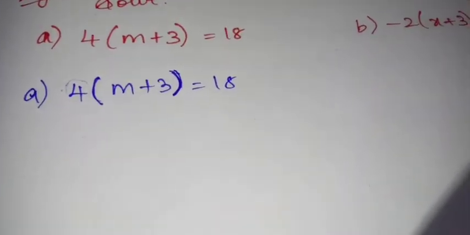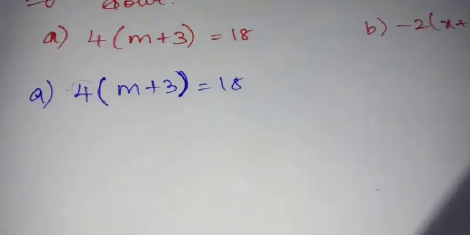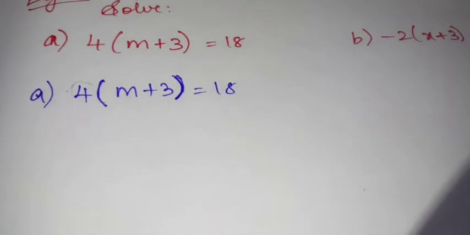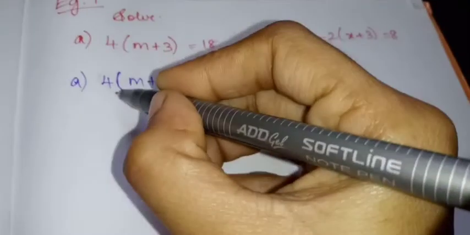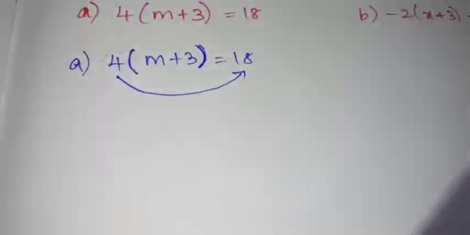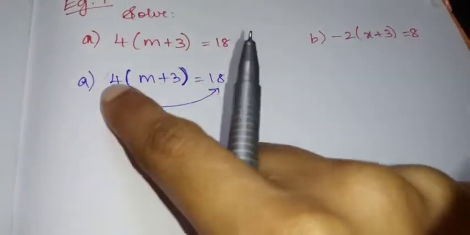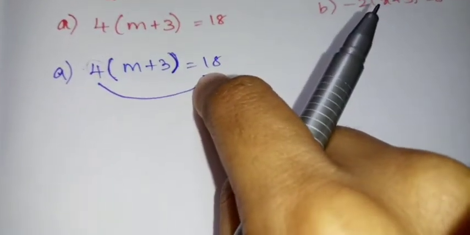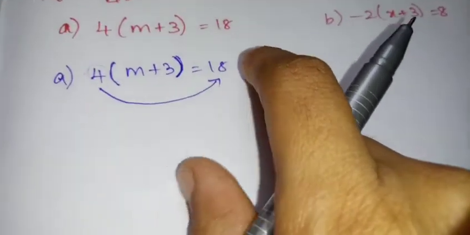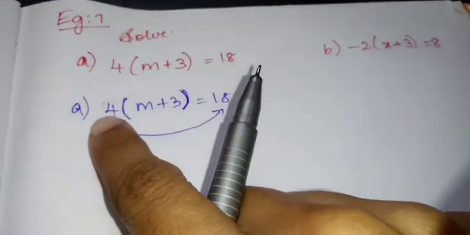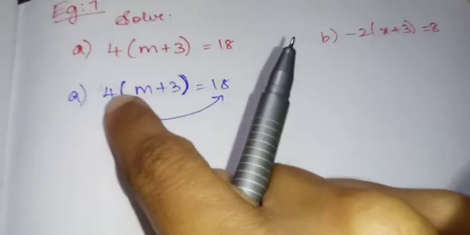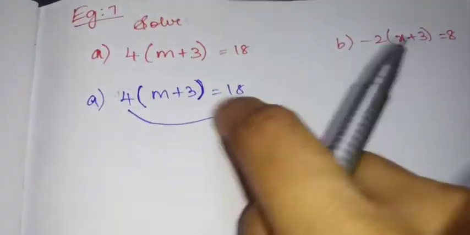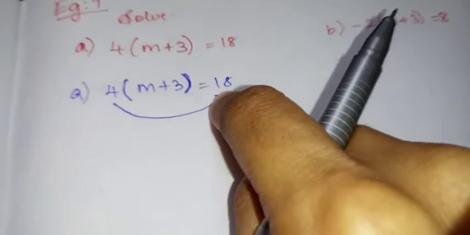But here, before that there is a bracket, so first you should remove that bracket. So how will you remove the bracket? First you can shift this 4 to the other side, because this 4 is common for both. If you shift this 4 to that side, then the bracket is automatically removed. Actually 4 is a common multiple of m and 3. If the multiplication of 4 goes to that side, it becomes division.